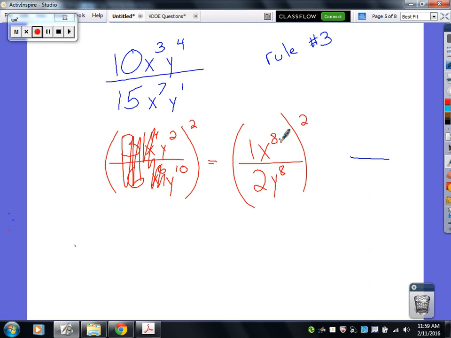So what's x to the 8th raised to the second power? How do the 8 and the 2 interact? What do they do? Multiply. So this is x to the 16th. What's 2 to the second power? 4. Y to the 8th raised to the second power is y to the 16th. Can you do anything further? Can you do 16 minus 16? Why not? They don't have the same base. This is x to the 16th, and this is y. You're done right there. That's rule number 3.